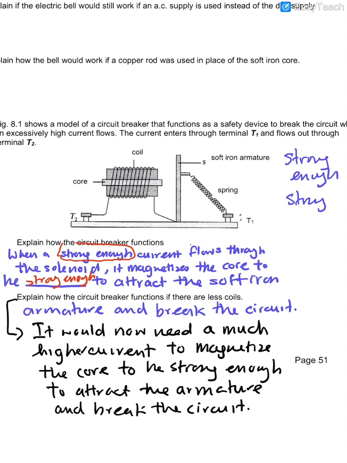So with fewer turns, fewer coils, your current must be much higher than before to magnetize the core, to be strong enough to attract the armature and break the circuit.